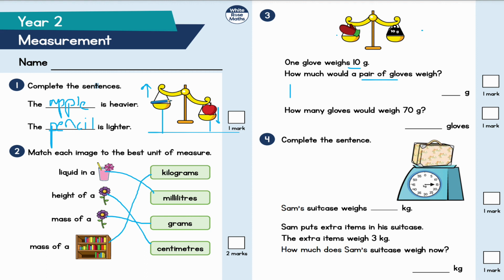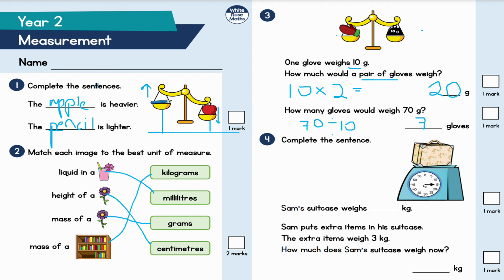Well, a pair of gloves just means 10 add 10, or 10 times 2, or 2 lots of 10. And 2 lots of 10 gives the answer of 20 grams. How many gloves would weigh 70 grams? Well, that's going to be 7, because I'm doing 70 divided by 10.